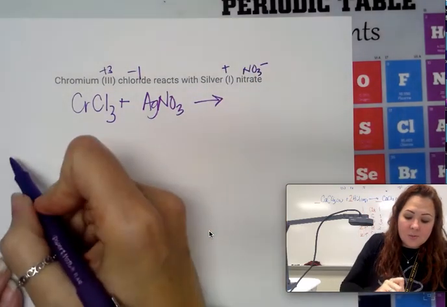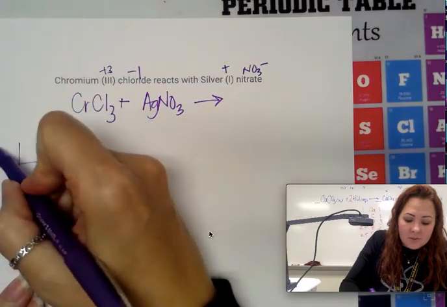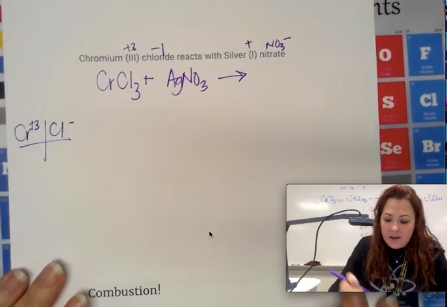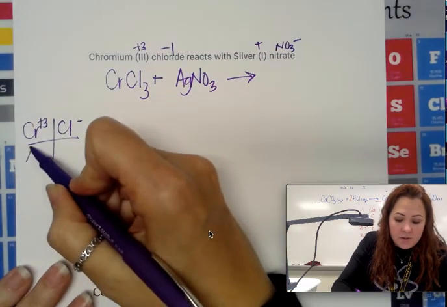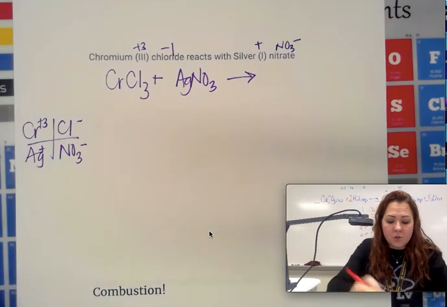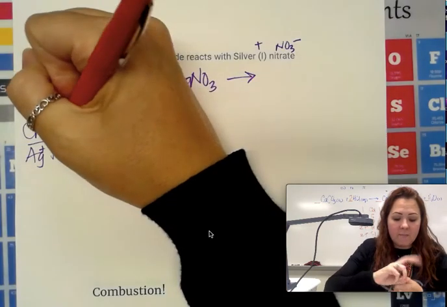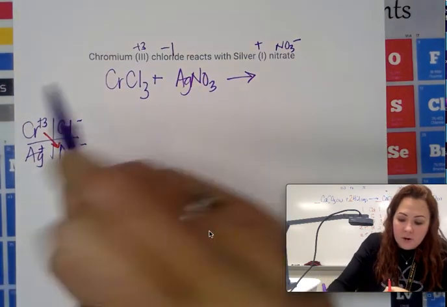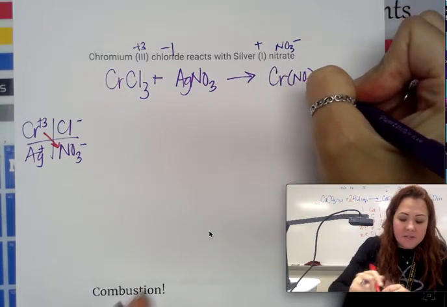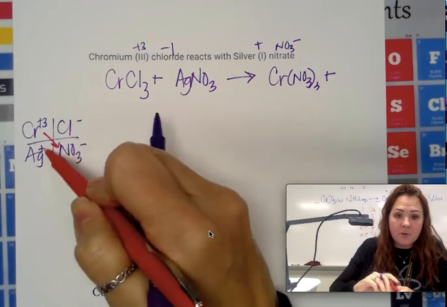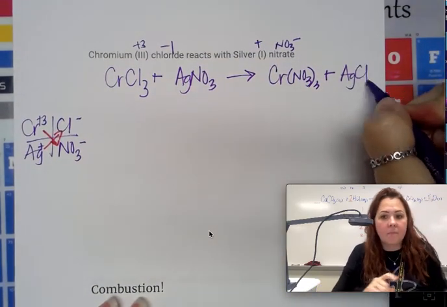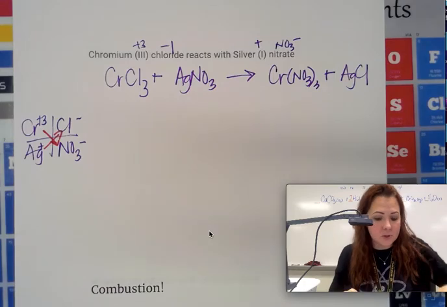Again, I'm going to undo my swap and drop. Cr +3, Cl -1. And then I have my Ag +1, NO3 -1. I'm going to trade partners. So I have my chromium that's going to pair up with nitrate. And then I'm going to take my silver and pair it up with chlorine. And I'm not balancing any of these again, I'm just saving time.